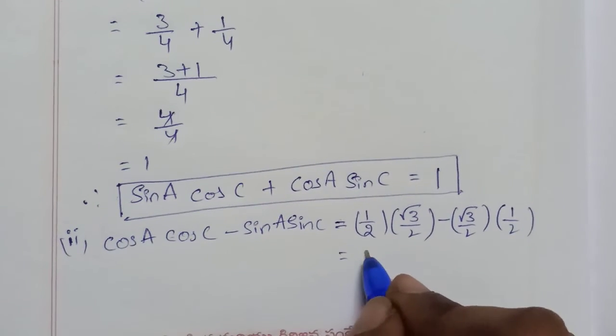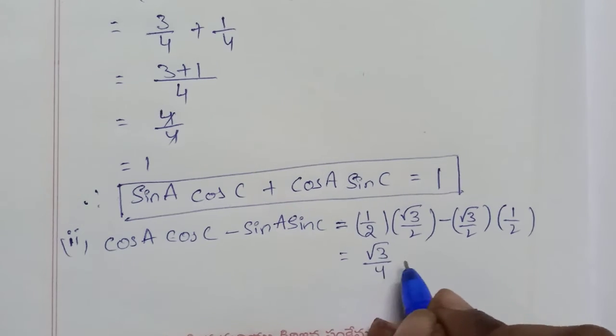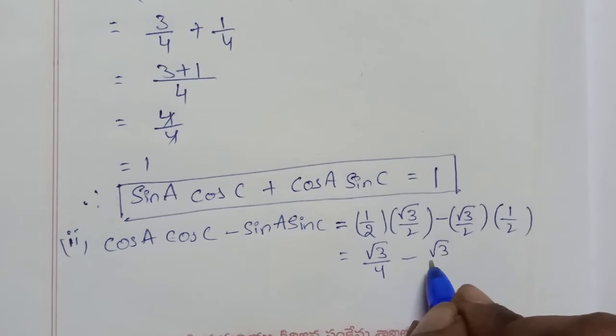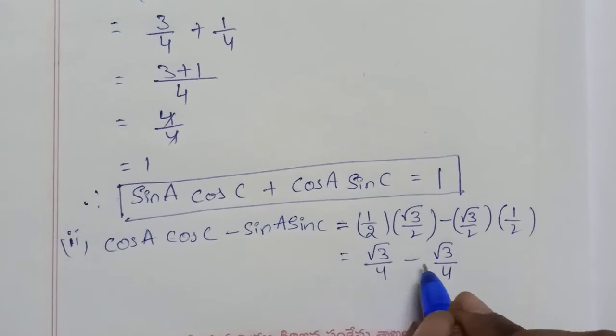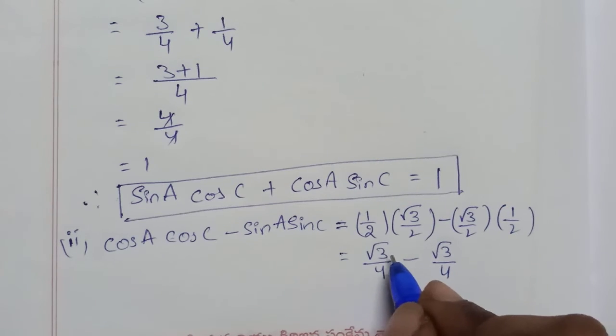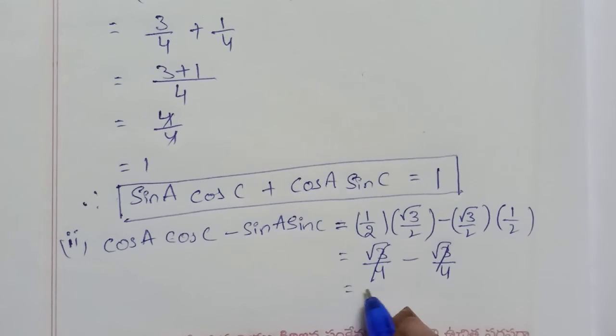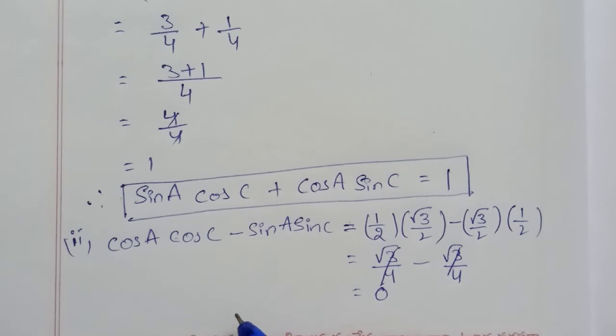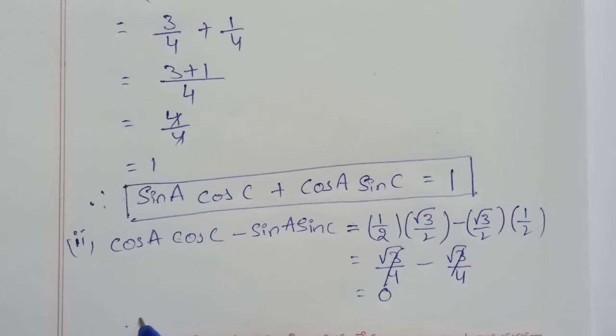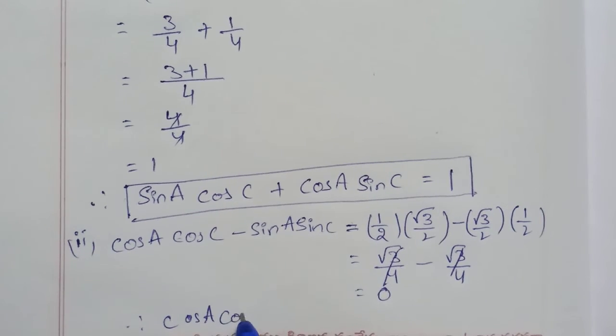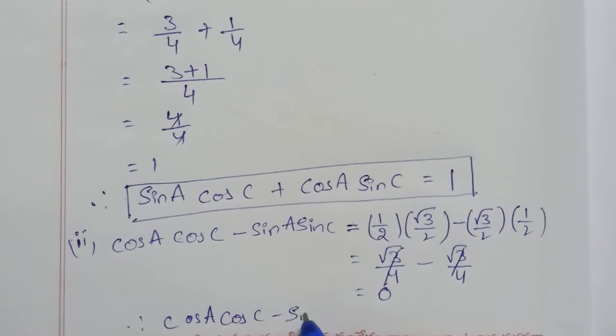That is equal to root 3 by 4 minus root 3 by 4. Root 3 by 4 minus root 3 by 4 will get cancelled. That is equal to 0. Therefore, cos A cos C minus sin A sin C is equal to 0.